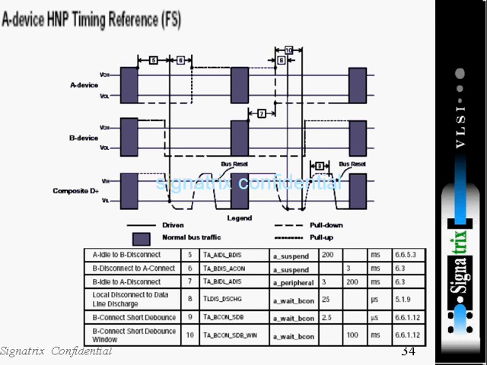This is the A device HNP timing reference. First you read these things. Solid lines indicate driven, dashed lines indicate pull down, dotted lines indicate pull up, and square boxes indicate normal bus traffic.